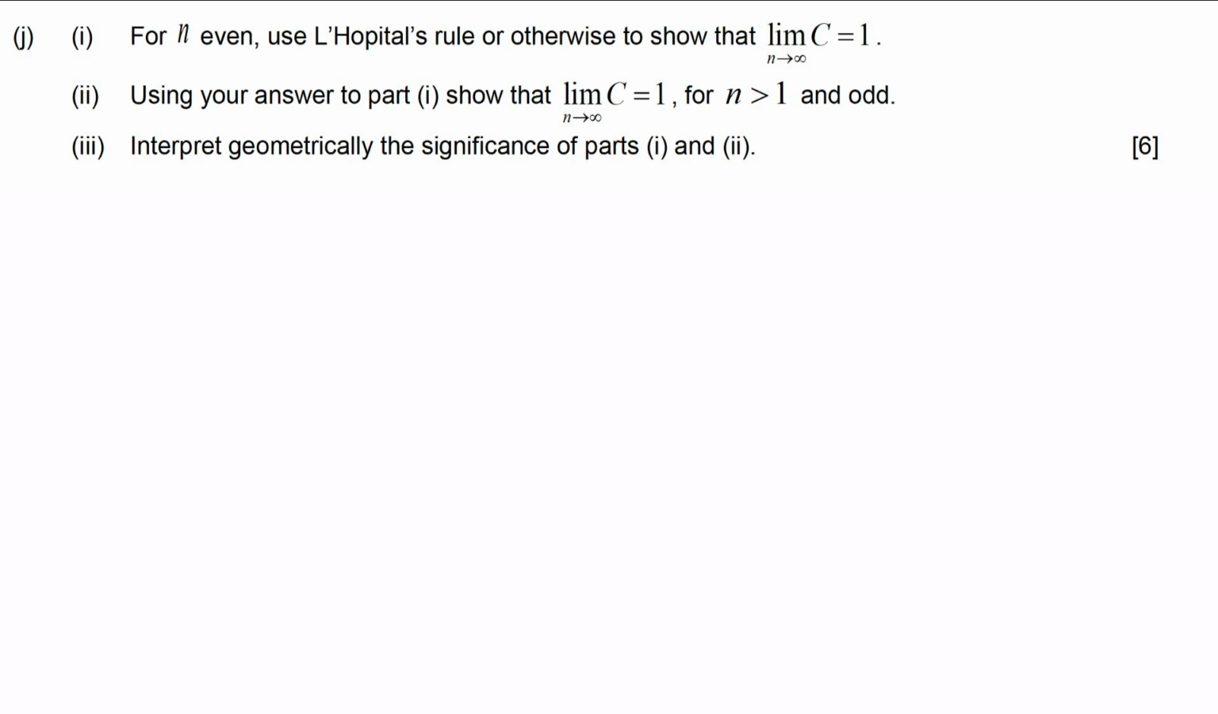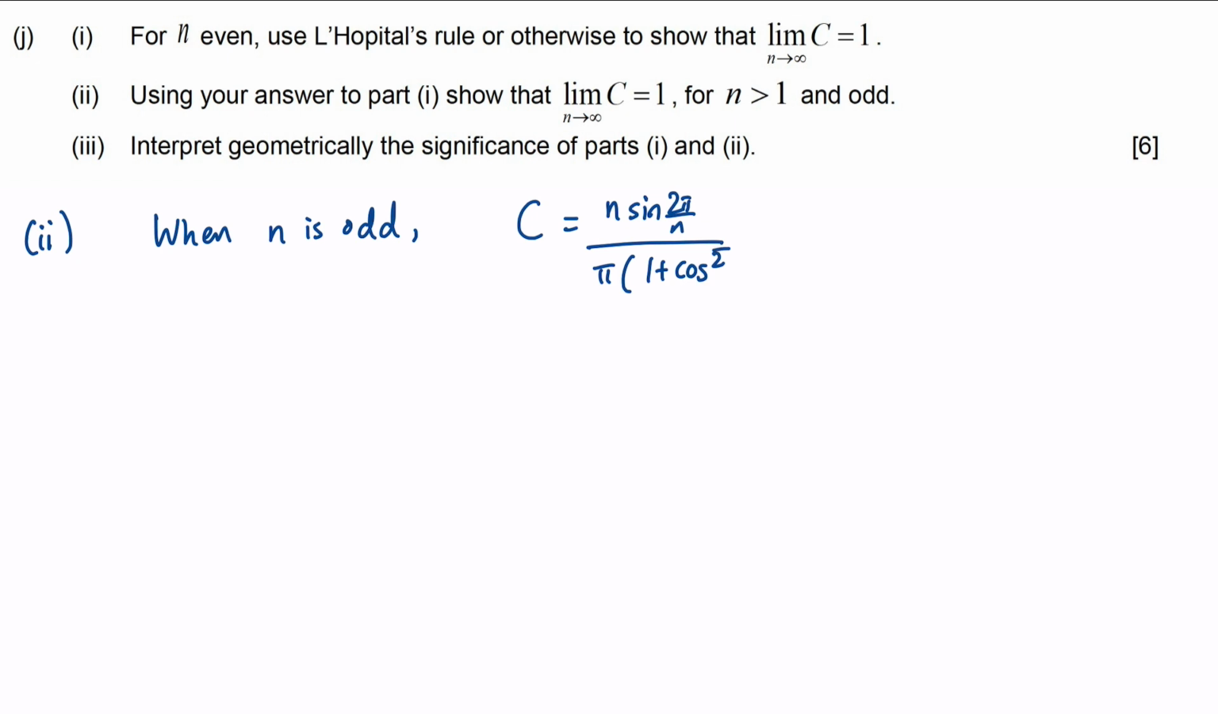Using your answer for part 1, show that the limit as n tends to infinity of c equals 1 for n being more than 1 and n being odd. So now let's figure out what the formula is when n is odd. c is actually n sine of 2 pi over n over pi times 1 plus cosine pi over n. Not so easy to use, but we are given a hint that we can use the answer for part 1. So anyway, let's do it.